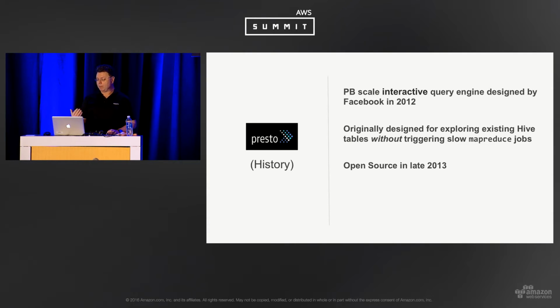Originally, they designed it to avoid the slow MapReduce step of Hive. They wanted to be able to examine Hive tables without having to wait for MapReduce jobs. That was the original motivation. But ultimately, they evolved it into a full-scale data query engine on its own. And they open sourced this as part of Apache in 2013.